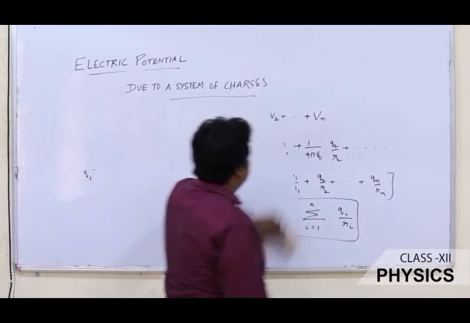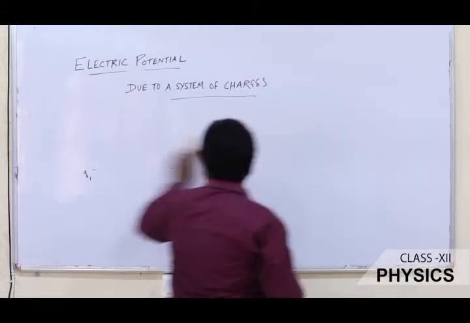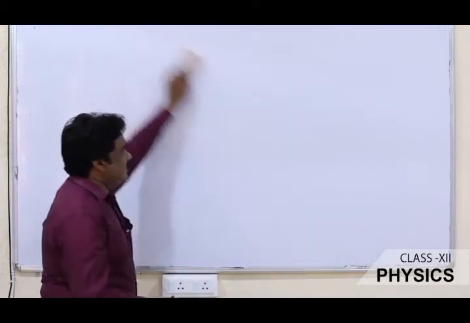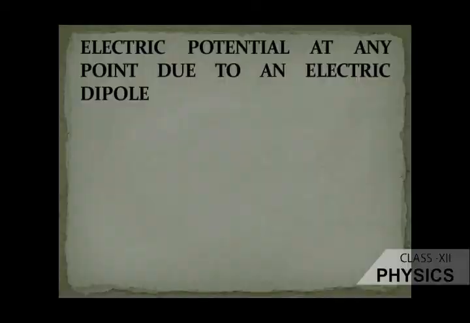Now, I'm going to get into the third expression for electric potential. Obviously, it is the most important derivation that usually comes in the board exams. What I'm going to derive is the electric potential at any point due to an electric dipole.